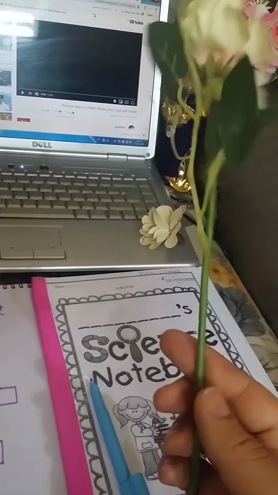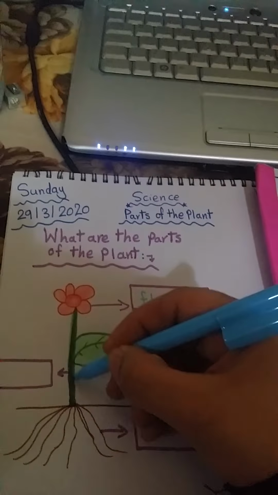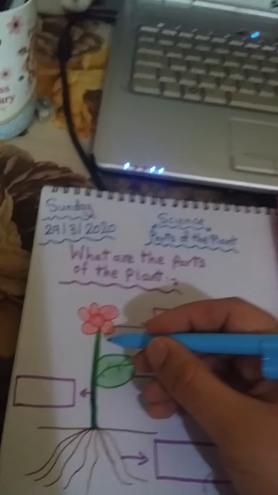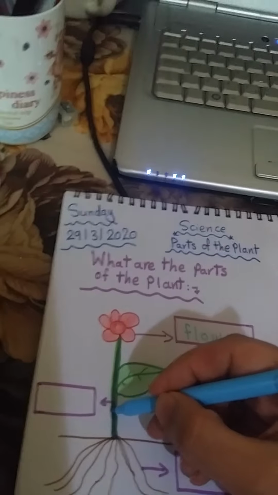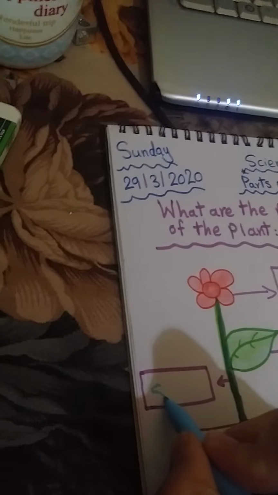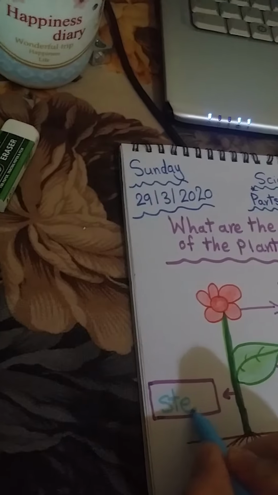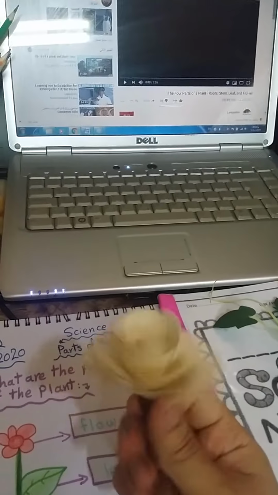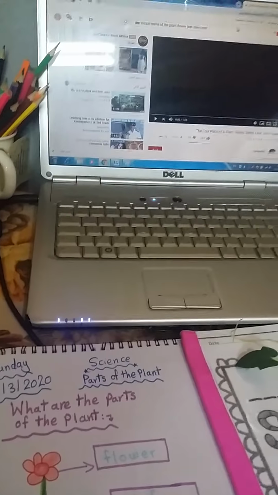Stem. Look here. This is the stem. So we said flower.